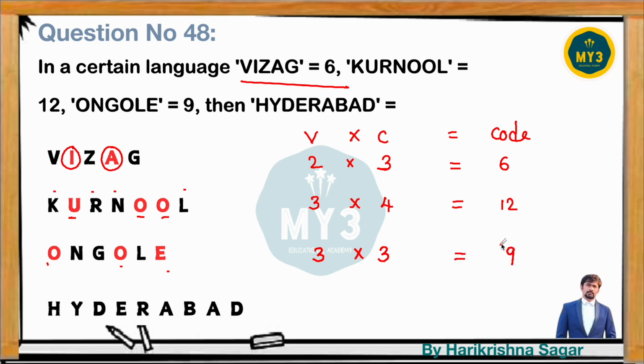Similarly, they are expecting us to find out the code for Hyderabad. First of all, in Hyderabad, how many vowels are there? You need to figure out. A, E, I, O, U are the vowels. E is a vowel, A is a vowel, A is a vowel. Anything else? No. So there are 3 vowels available. How many consonants remain? 1, 2, 3, 4, 5, 6. 6 consonants are there. 6 into 3 gives a result of 18. That should be the answer choice.